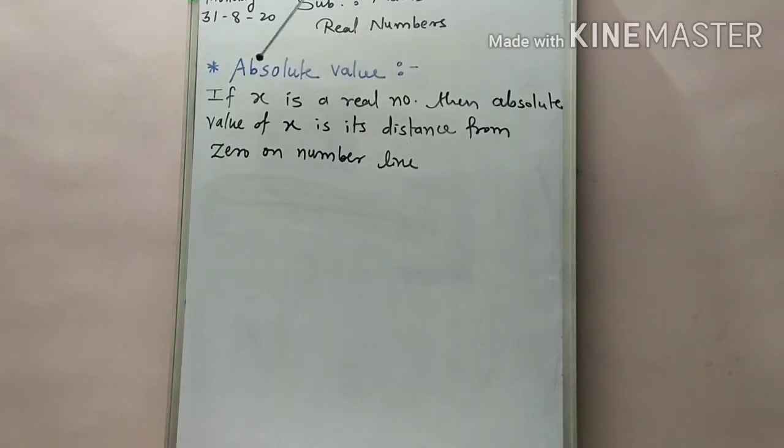Okay, now the next topic is absolute value. So absolute value means what? If x is a real number, then the absolute value of x is its distance from 0 on the number line. So what does it mean? So pay attention here.